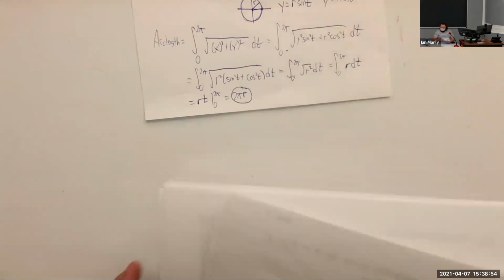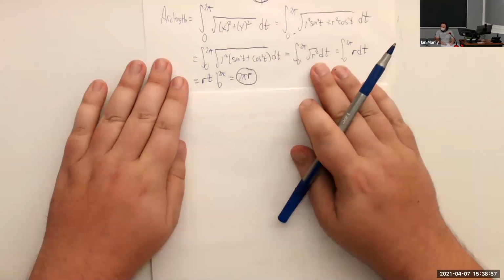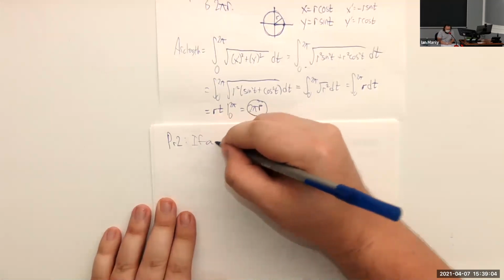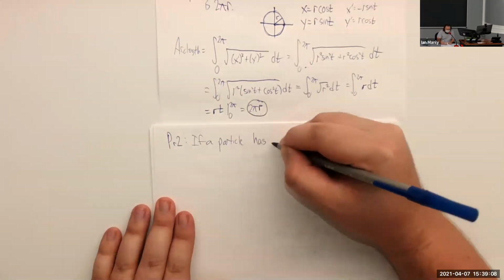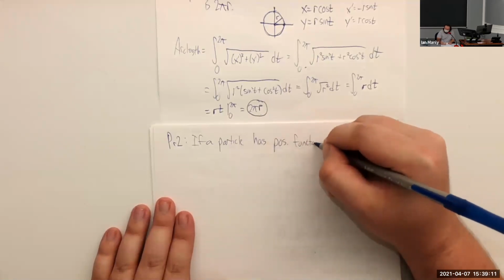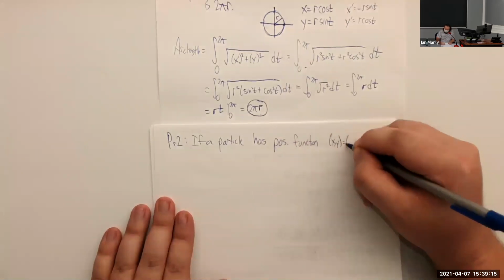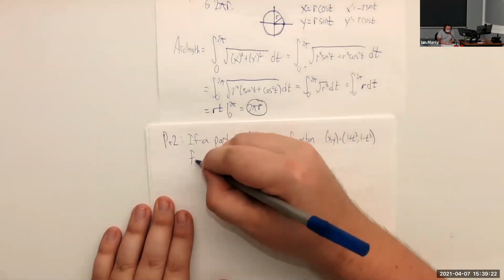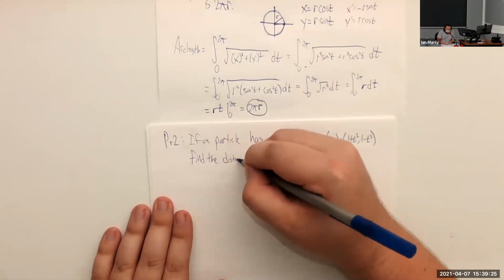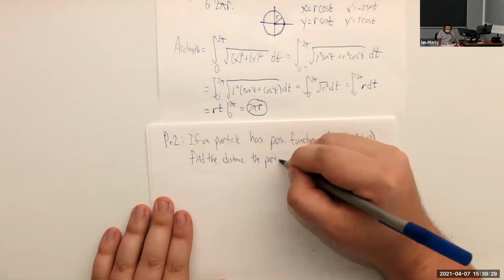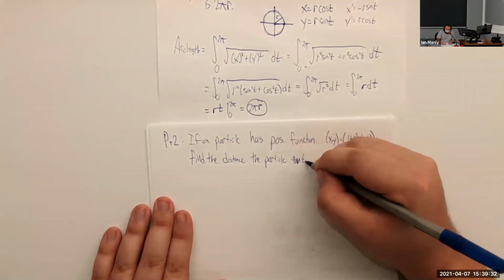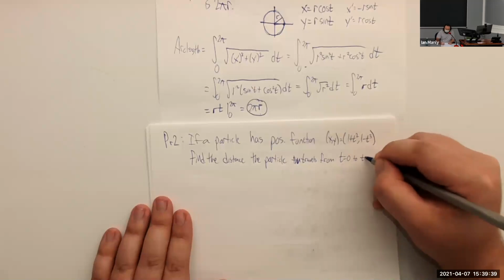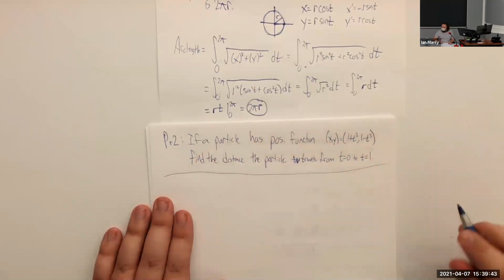All right, and then let's do one final exercise here, and then that'll be it for today. And then we'll just do some review next time. So practice 2. If a particle has position function x, y is 1 plus t squared and 1 minus t cubed, find the distance the particle travels from t equals 0 to t equals 1. So see how far it travels in its first second, right there.